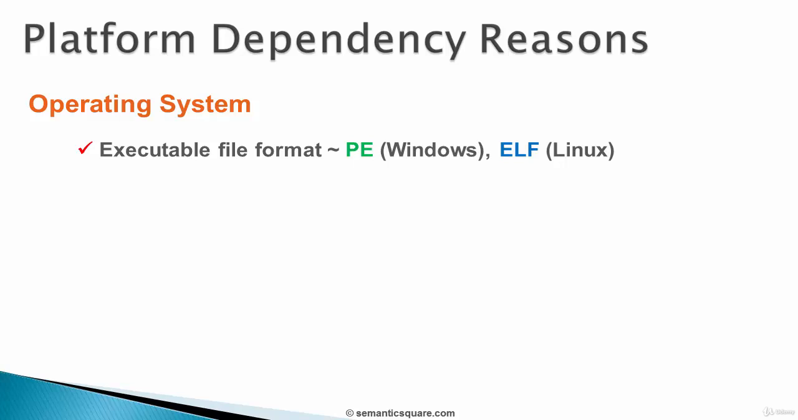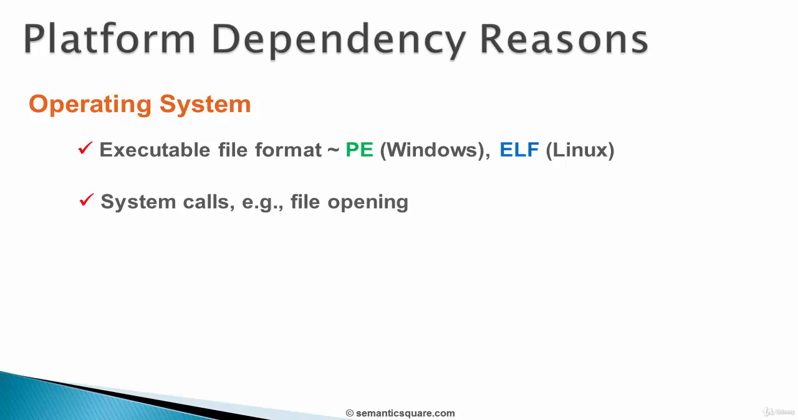Windows uses a format called PE, which stands for portable executable, while Linux uses a format called ELF, which stands for executable and linkable format. In case you are interested in these formats, you can read more about them on Google. Just search for portable executable or ELF and you can read more about them.